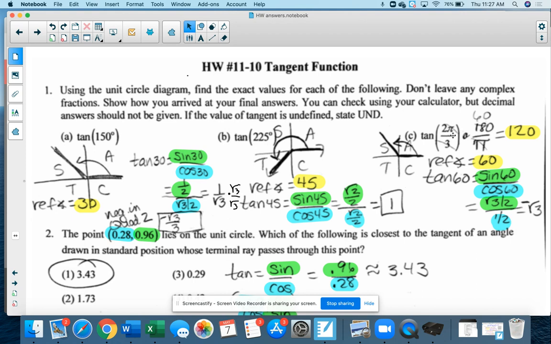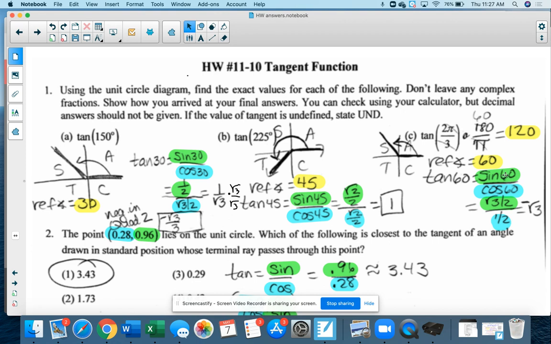And C, 2 pi over 3. I like to work in degrees because I find it easier, so I'm going to change that to degrees. I multiply by 180 over pi. The pi's cancel. 3 goes into 180 degrees 60 times, and 2 times 60 is 120. So I'm really finding the tangent of 120 degrees, which I have drawn right here. That has a reference angle of 60 because 180 minus 120 is 60.